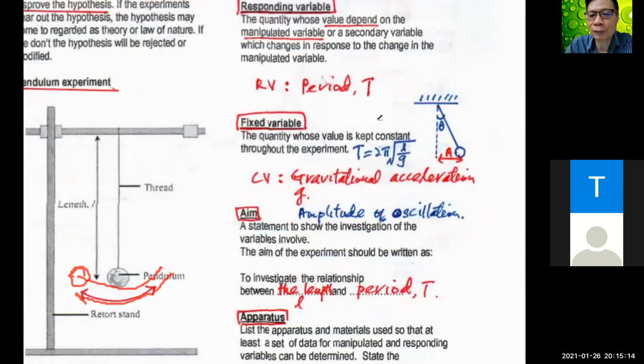Okay. I only use the formula to explain. You see the formula, inside the formula there's no mass, only length and gravity. So these two things will affect the period. Okay, understand?